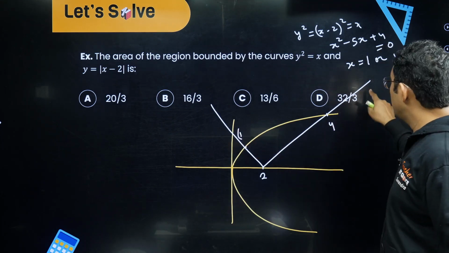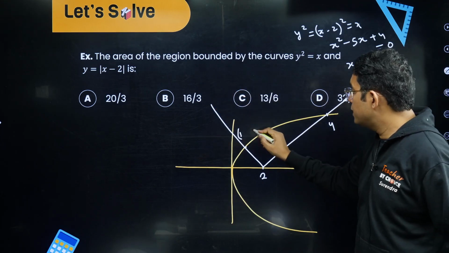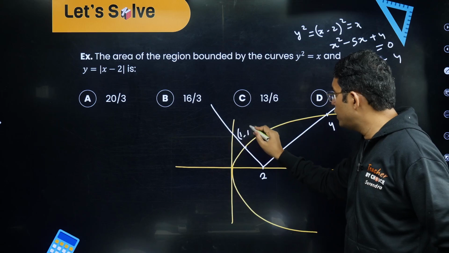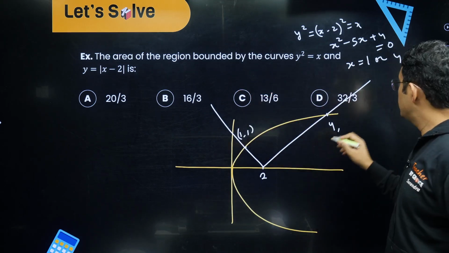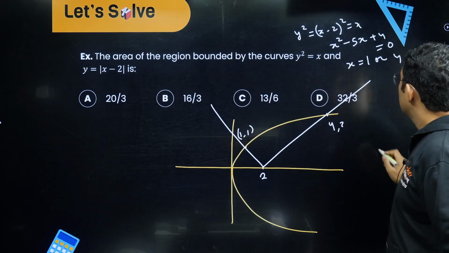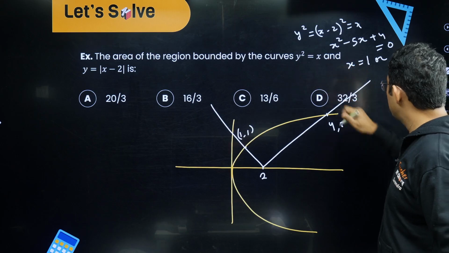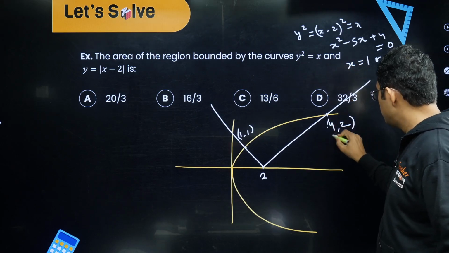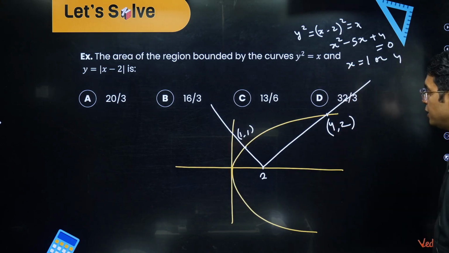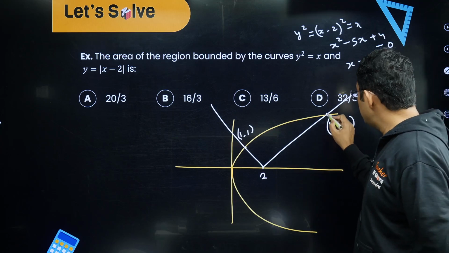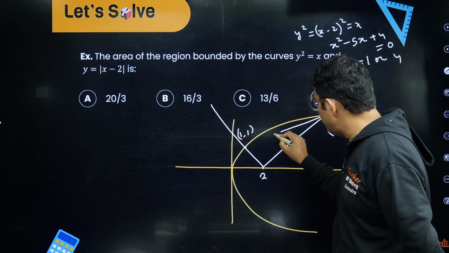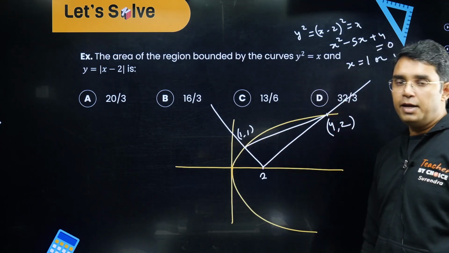At x equal to 1, this will give you I think 1 only. So this point is (1, 1). This is also satisfying it. At 4, this is 2. So at x equal to 4, y is equal to 2. Yeah, this is satisfying here also. Okay, so these are the points and we need to find this area. Now I will give you two methods. One is using Archimedes' theorem, which I will do first, and then using integration.